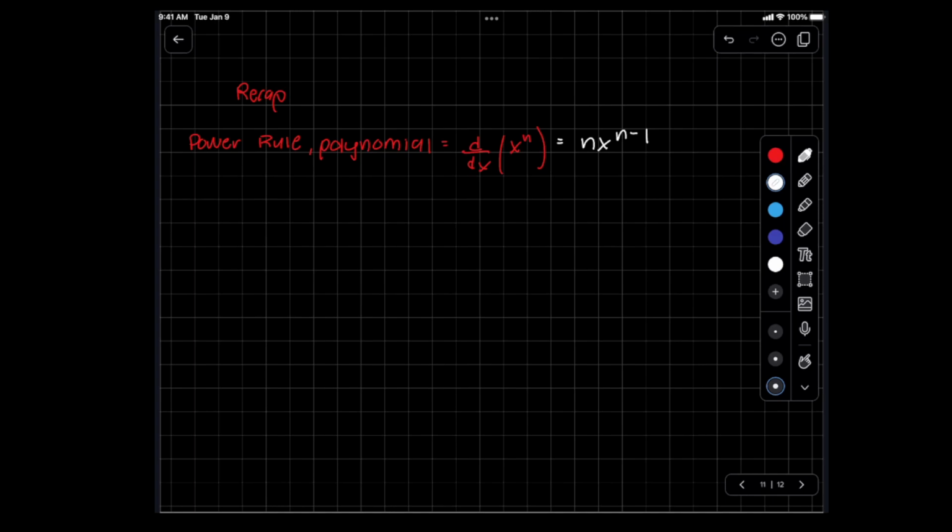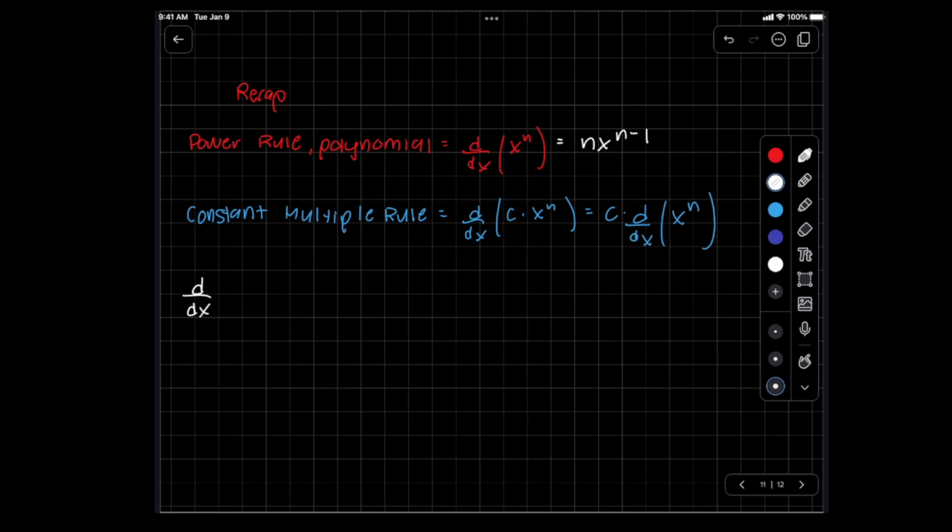And for the second rule we did, the constant multiple rule. For this one, we said d over dx of some constant times a function equals taking that constant and putting it on the outside, and not even knowing it was there until the end when you multiply it again. But then we also said that the derivative of a constant will always equal 0.